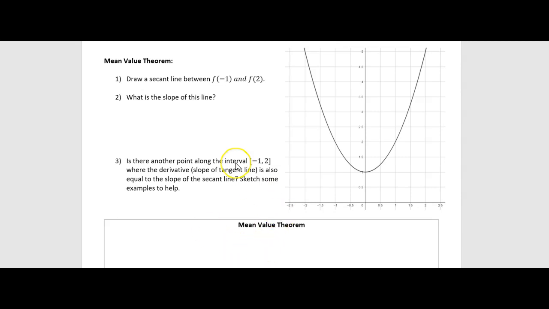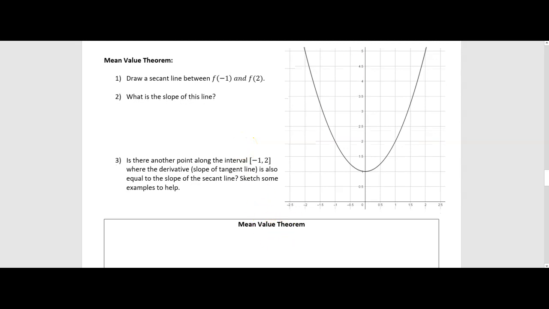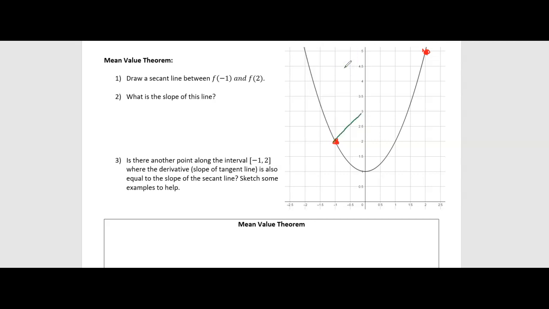So we're given a function, and it says draw the secant line between f of negative 1 and f of 2. So we're going to go ahead and do that. First going to plot those points with some color. So f of negative 1 is up here at 2. F of 2 is all the way up here at 5. And we're going to draw a secant line. It's pretty straight.